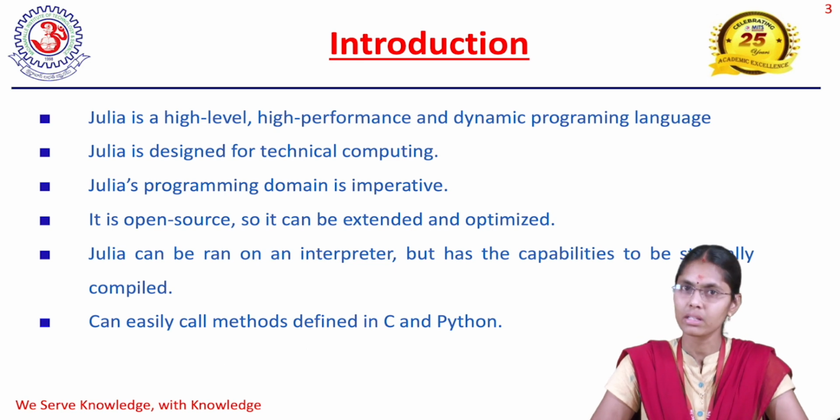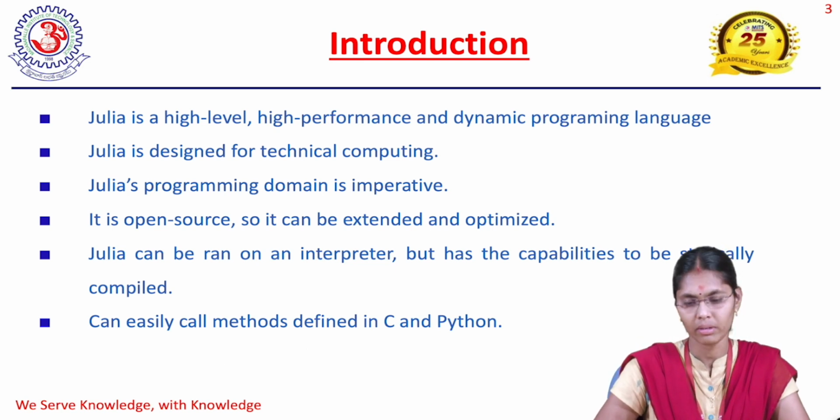As we discussed already, Julia is a high level programming language and it is also a dynamic programming language. It is domain imperative and it is a completely open source language. Another major advantage of Julia programming is that whatever functions or modules are available in C or Python can simply be imported into Julia programming and will work automatically.